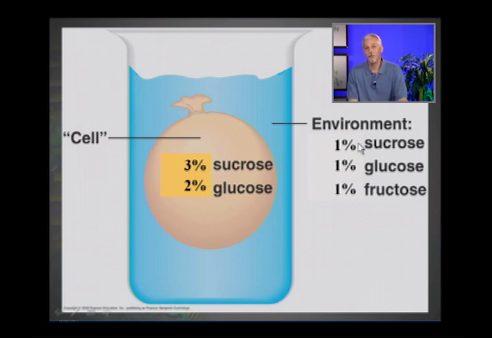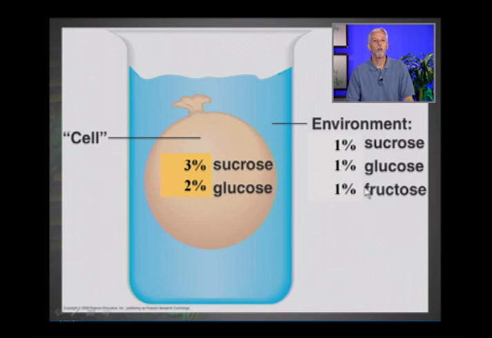Let's look at still another example where we're now looking at a membrane that is permeable to both water and the solute particles. So we have a bag surrounded by dialysis tubing that is 3% sucrose inside the bag and 2% glucose, and that would also mean 95% water. And then in the solution outside the bag, we have 1% sucrose, 1% glucose, 1% fructose, leaving 97% water.